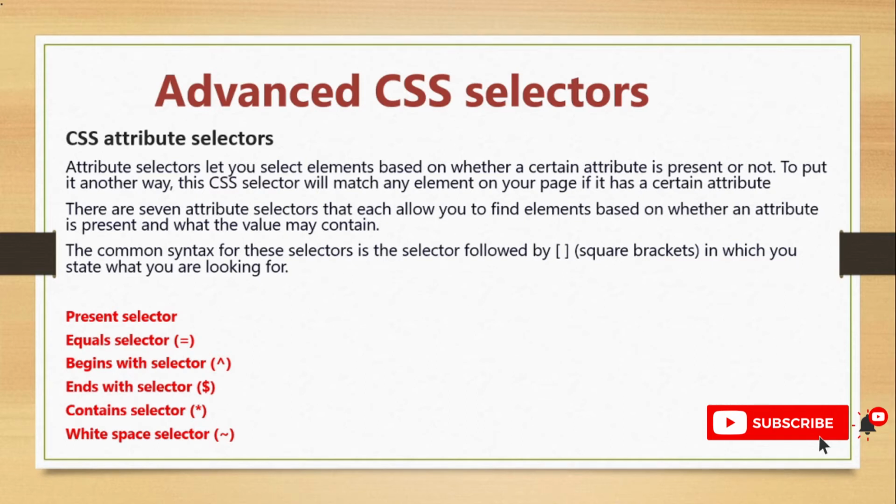Let's get straight into some advanced CSS selectors by looking at attribute selectors. CSS attribute selectors let you select elements based on whether a certain attribute is present or not. To put it another way, the CSS selector will match any element on your page if it has a certain attribute. An attribute is content added to the opening tag of an HTML element. It can be things like ID, name, or value.